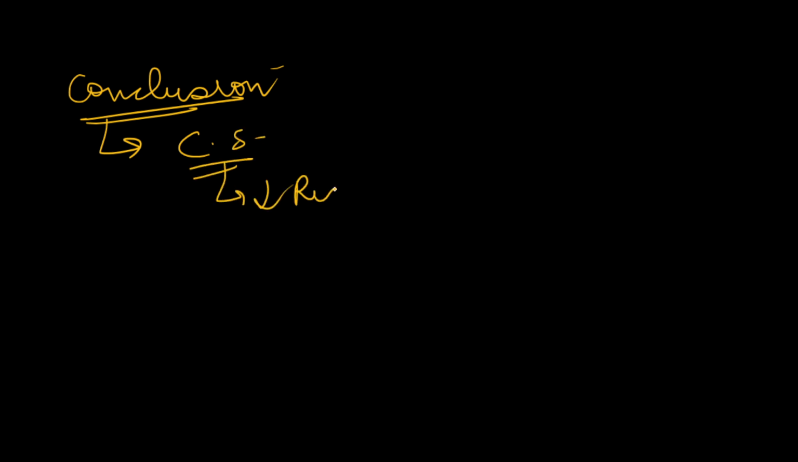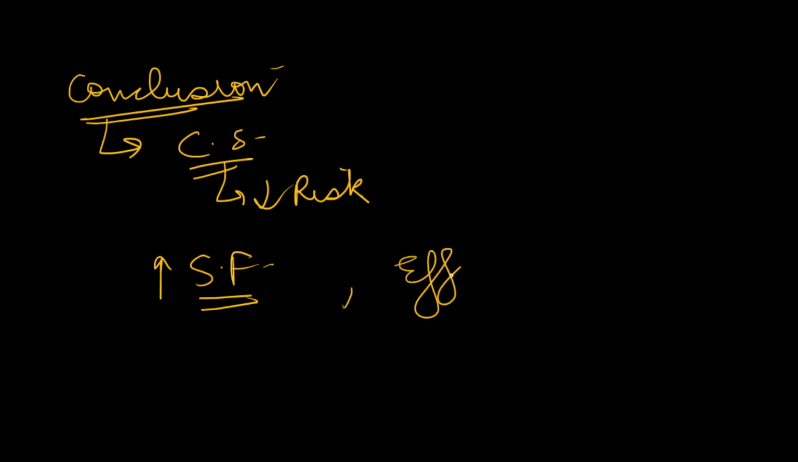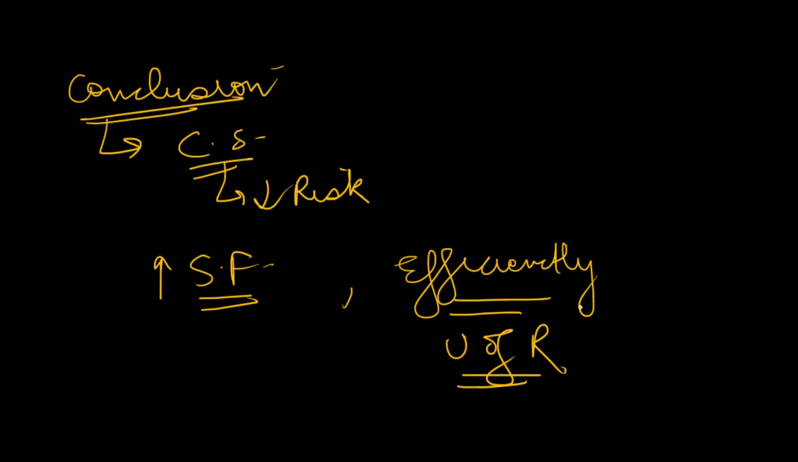And in conclusion, you can mention that cropping system planning and cropping system diversity is very important to reduce risk. Secondly, to enhance soil fertility, okay, and for efficient use of resources. All these things can be mentioned in our conclusion part.